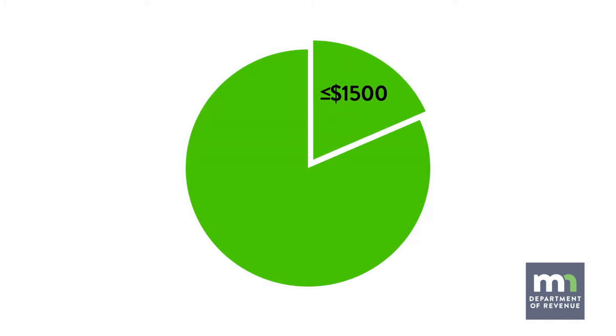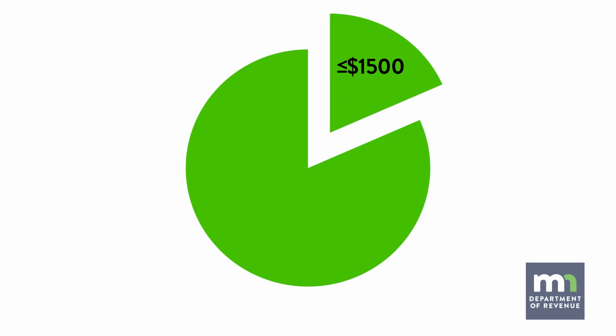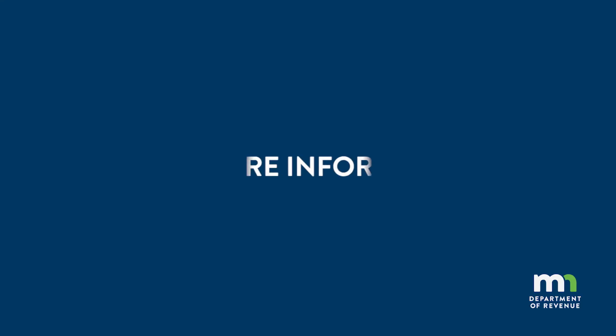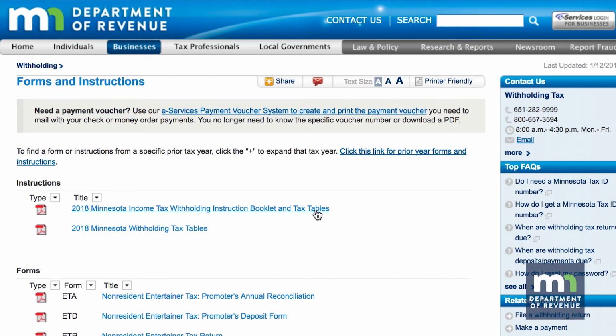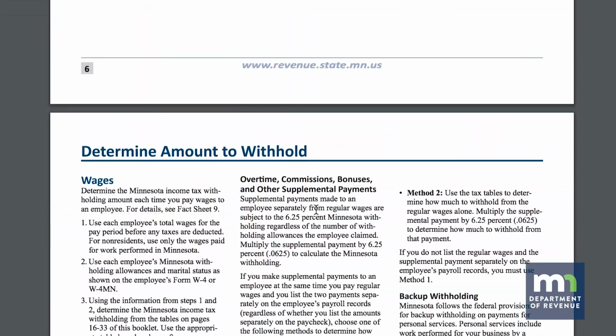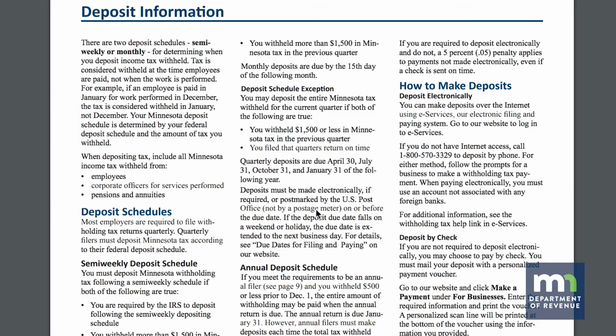If you collected $1,500 or less in withholding during the previous quarter, you can deposit the full amount with your quarterly return on the due date. For more information on deposit schedules and how to make a deposit, download the Minnesota Income Tax Withholding Instruction Booklet and scroll down to the Deposit Information section.